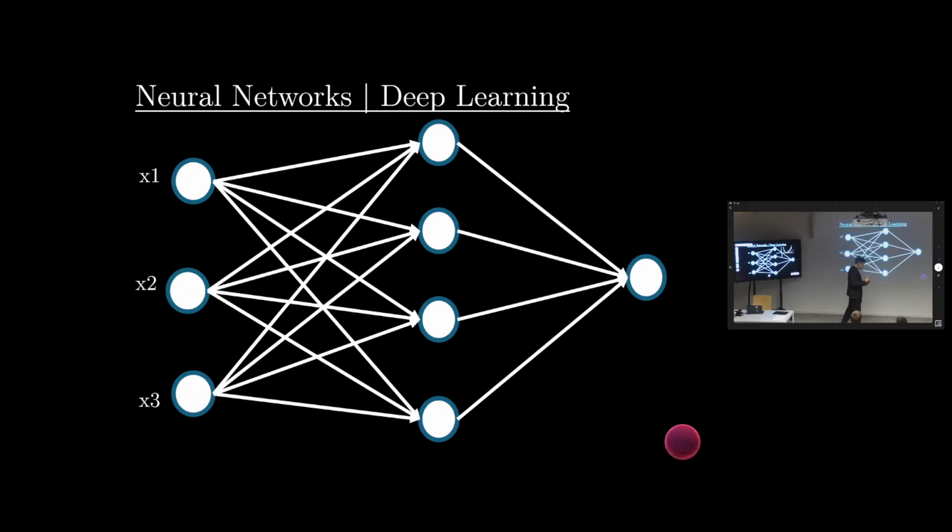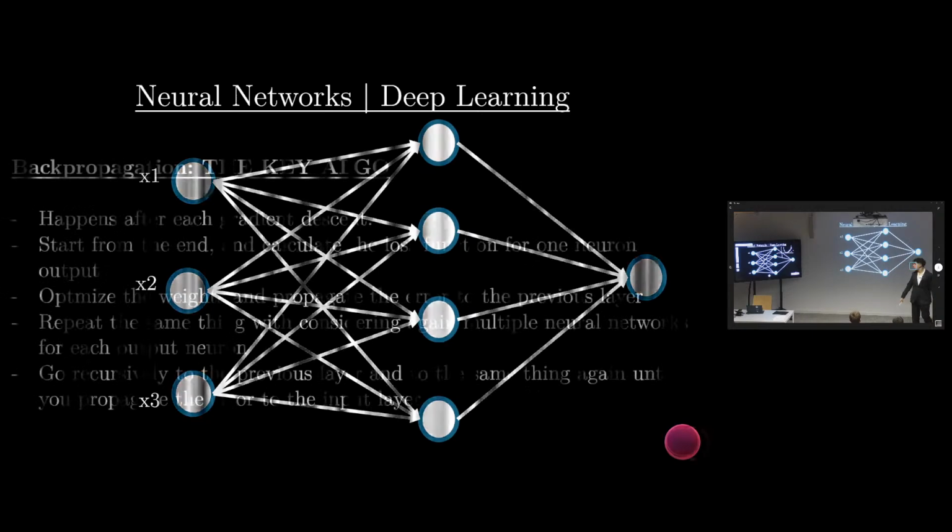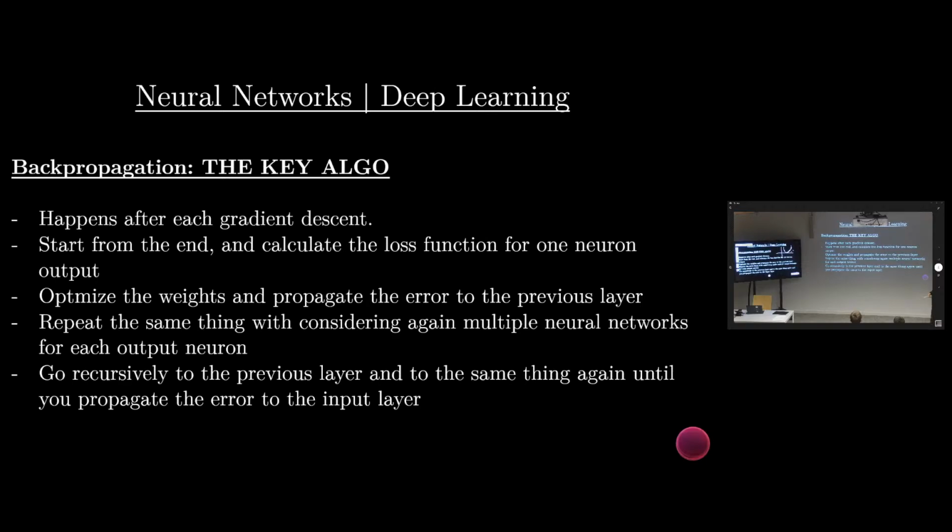The problem is that, again, the same question comes. So how is my neural network going to learn? As I explained before, my neural network is only able to optimize these weights. But okay, let's assume I optimize these weights. How am I going to optimize these ones? And then we talk about the most important algorithm in all of AI, what we call backpropagation, the key algorithm.